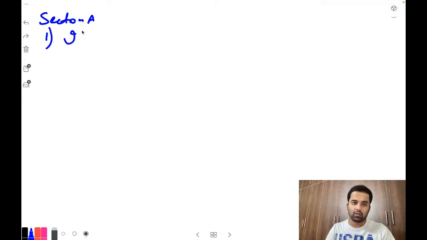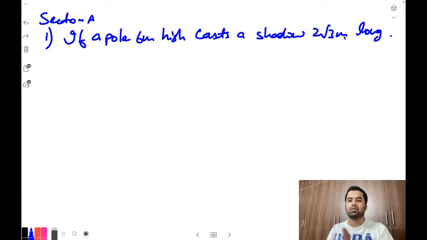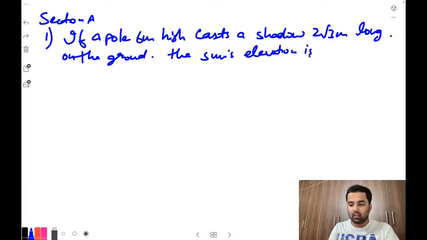Let me write the whole question. If a pole 6 meter high casts a shadow, try to understand the figure. Just don't directly start your answers, try to understand the figure. If you understood the pattern of the question, you will be able to draw the diagram on your own. Long on the ground, full stop, the elevation is okay. Wait, just 2 minutes.